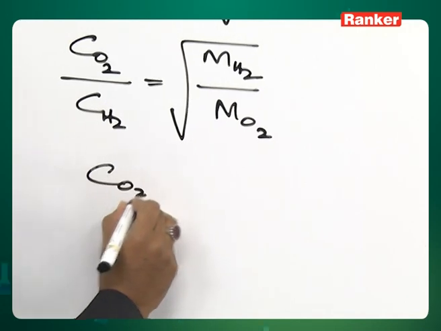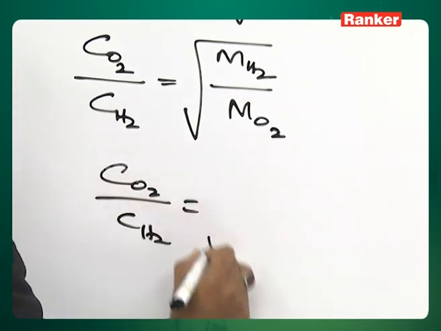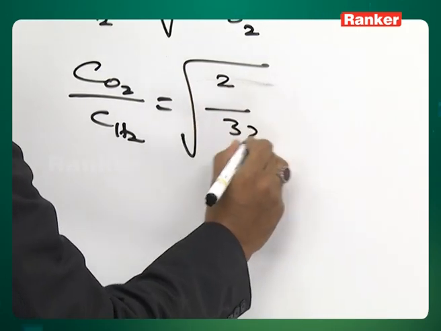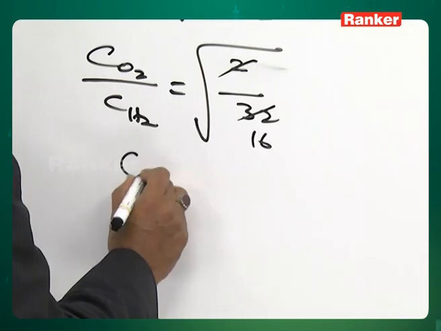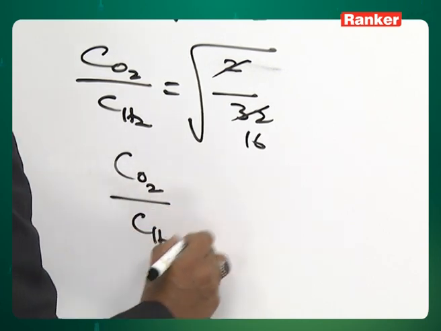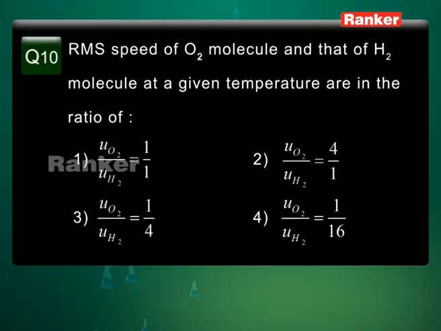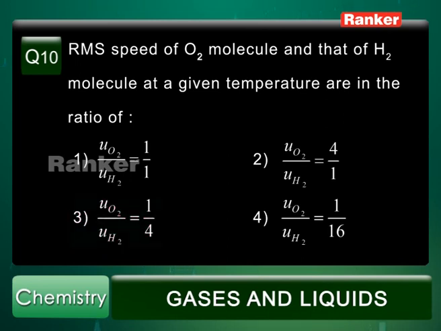So CO2 by CH2 comes to 2 by 32. This goes 16 times and root of 16 is 4. So CO2 by CH2 comes to 1 by 4. So the correct answer is third option.